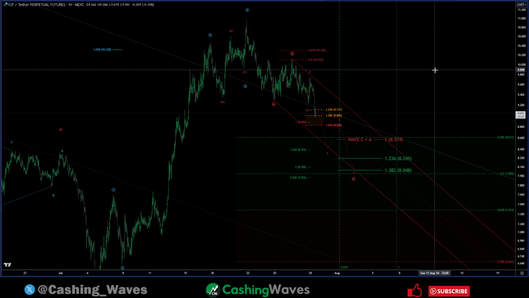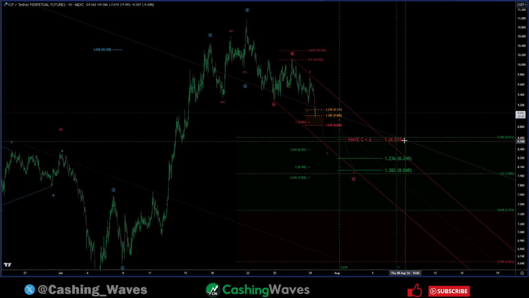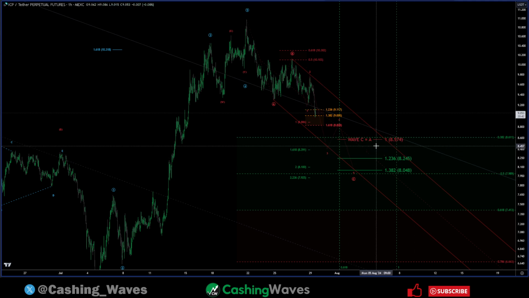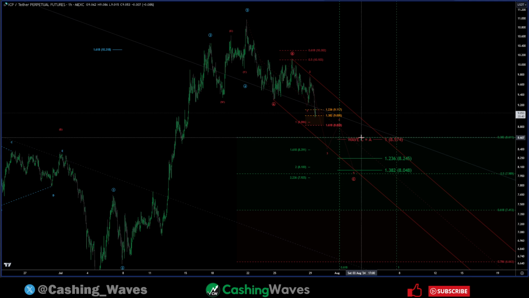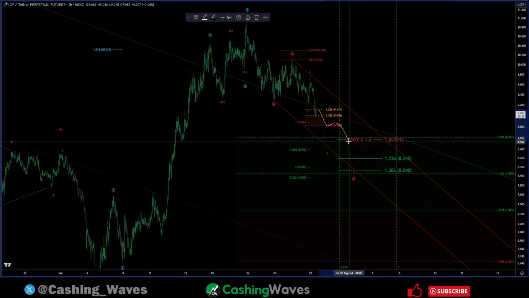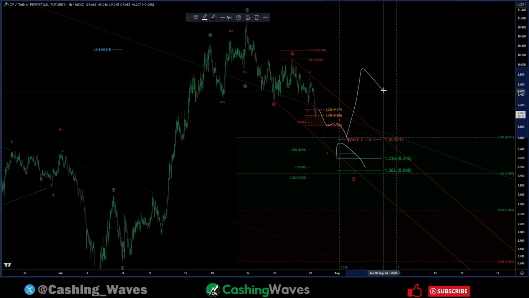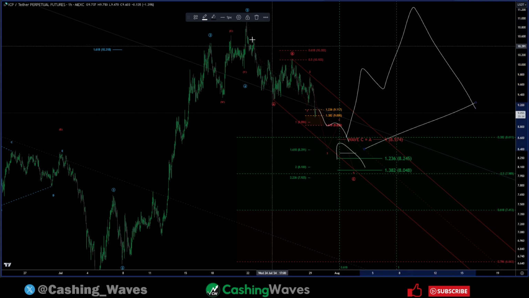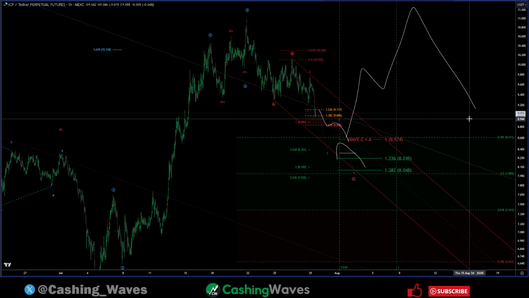All right, guys, so that's it for ICP. Just tracking this correction out. We'll see what we get. Earliest I'd want to see us finished is at this 382, at least for a pivot for an A wave. We could potentially get a B and a C, like I mentioned, and just extend this correction out sideways.